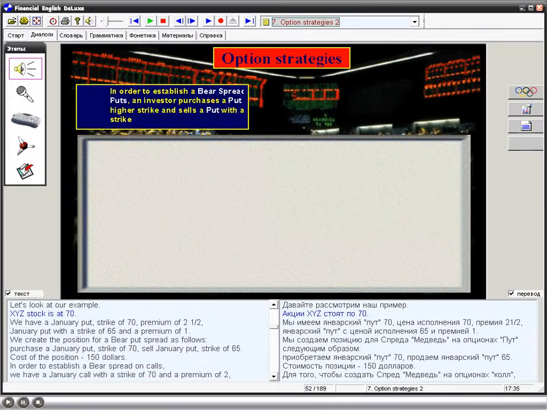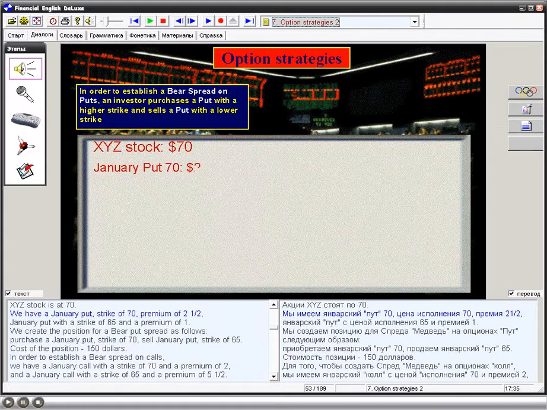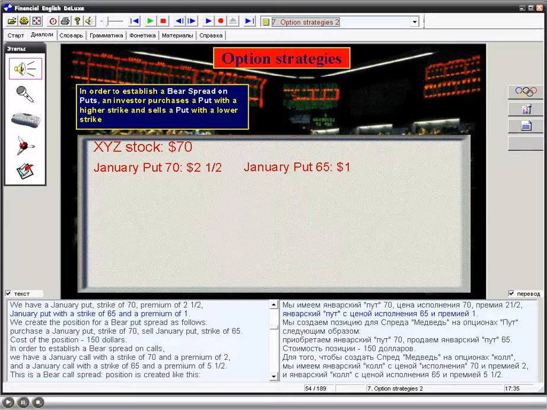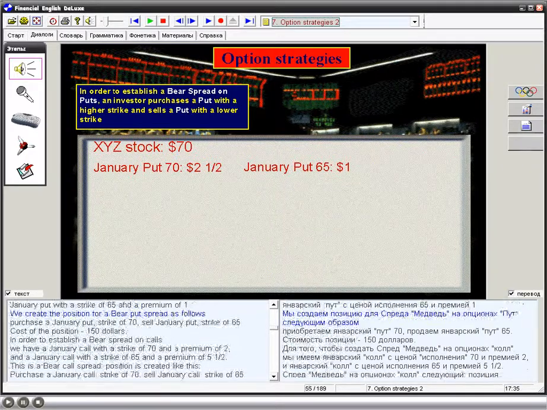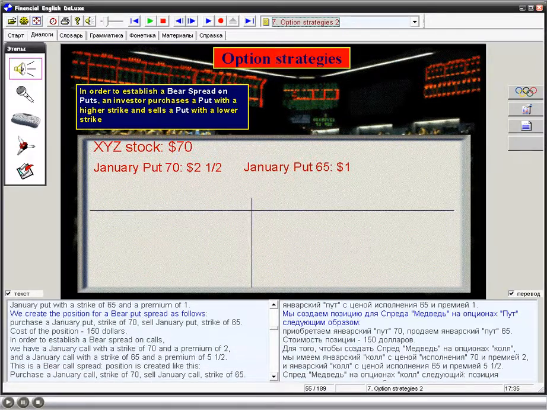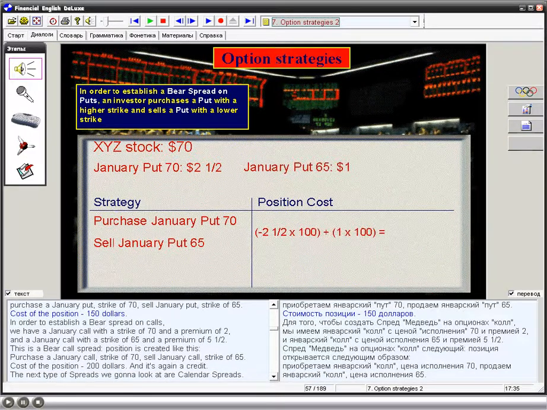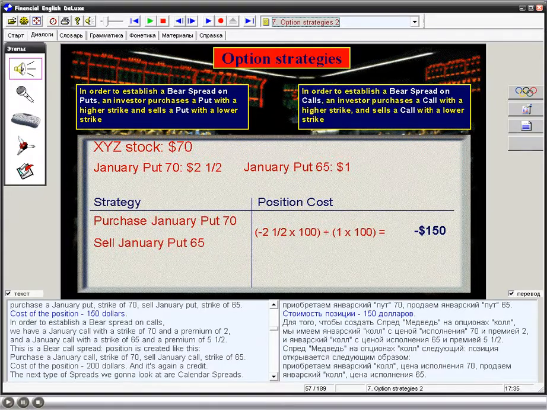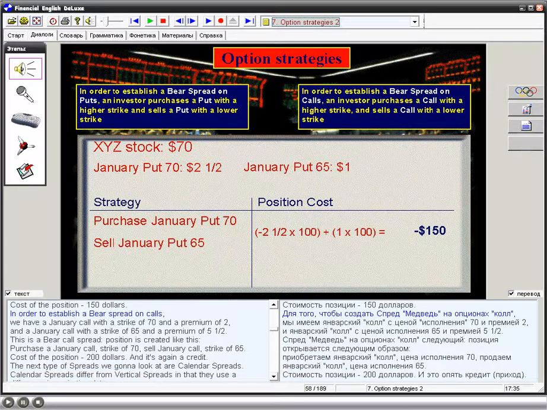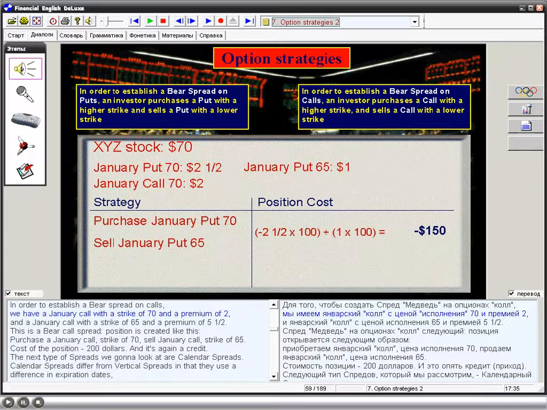Let's look at our example. XYZ stock is at 70. We have a January put, strike of 70, premium of 2.5, and a January put with a strike of 65 and a premium of 1. We create the position for a bear put spread as follows. Purchase a January put, strike of 70, sell a January put, strike of 65. Cost of the position, $150.